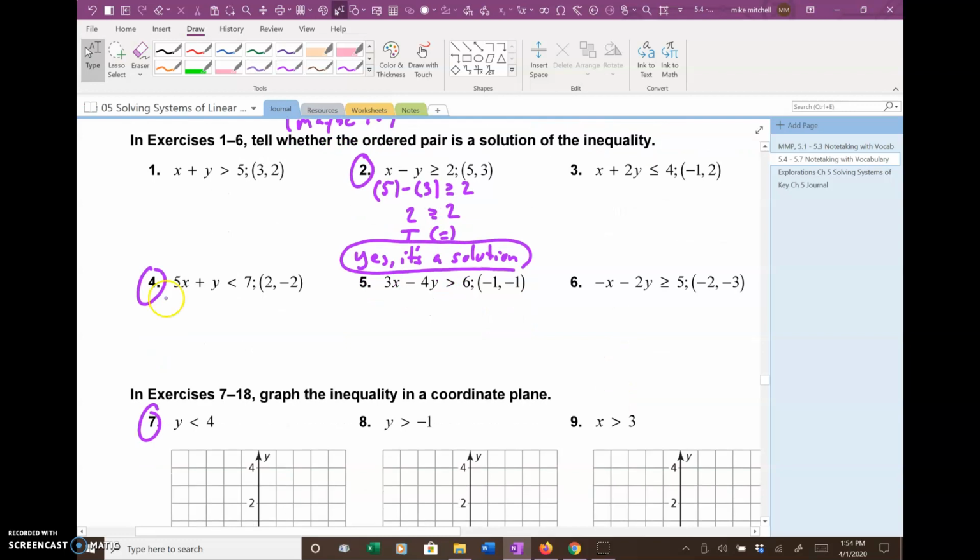Same thing down here. We have 5 times, I got to put something in for x plus something in for y. It needs to be less than 7. X is 2, y is negative 2. 10 plus negative 2, that's just like 10 minus 2, which is going to give me 8. That is not less than 7. That is false. That is actually a greater than. So this is false. This is not a solution on this one right here.